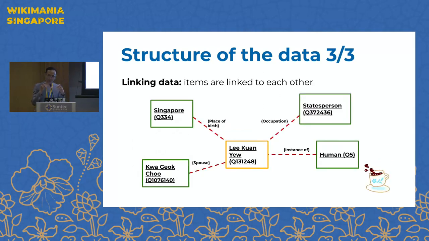So having all these 100 million items on Wikidata, as you could see from Lee Kuan Yew's example, with a Q number of Q131248, and you also saw earlier on that Lee Kuan Yew has a spouse by the name of Kwa Geok Choo, with a Q number of Q1076140, and so on. So what this means is that every item on Wikidata can be linked and interconnected to each other in this way. And this is how this interesting knowledge graph is being developed before your very eyes.